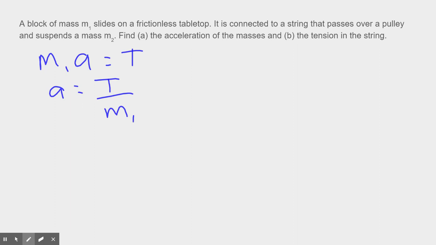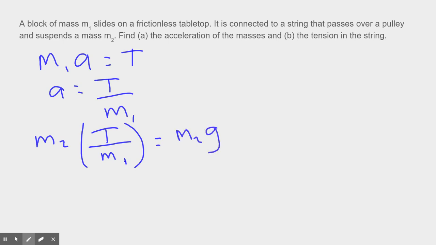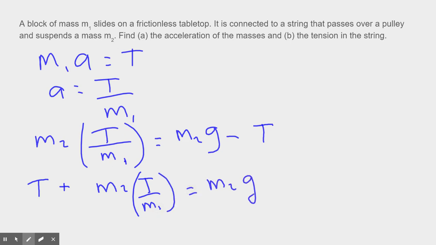And when you plug it in, you should see M2 T over M1 equals M2G minus T. Just like we did with acceleration, we want to get the T's on the same side. And when we move them over, we're going to see that T plus M2 T over M1 equals M2G.